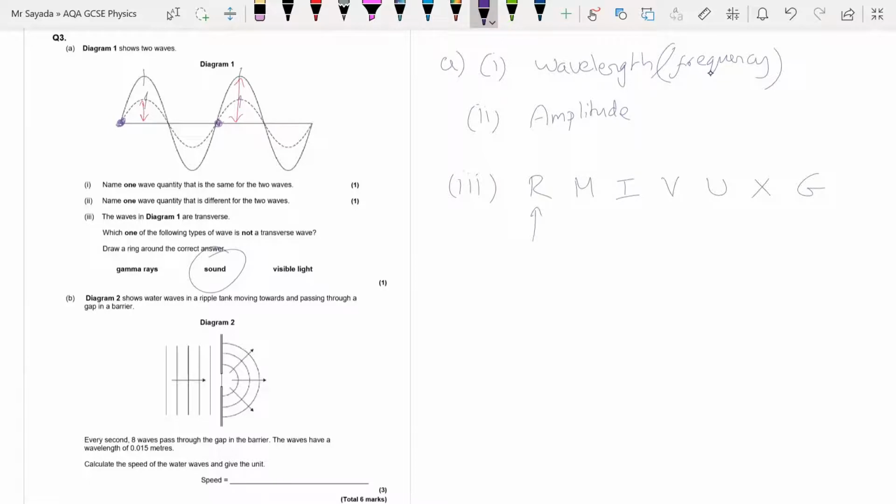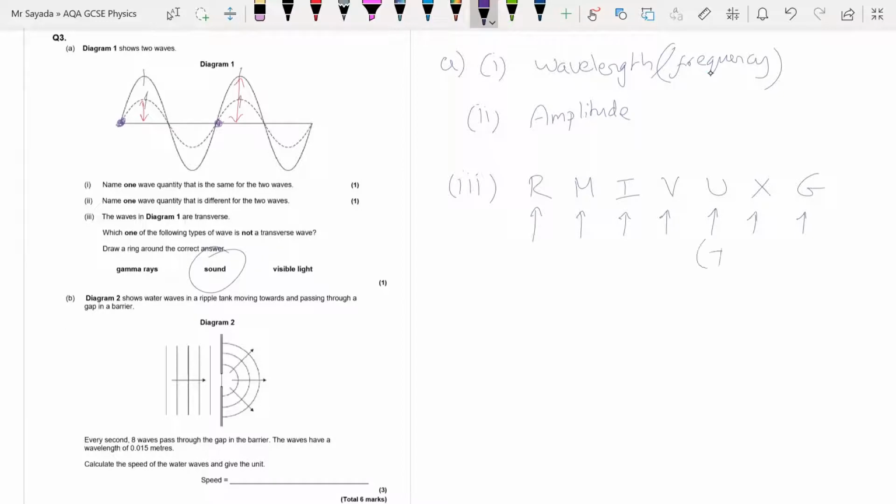What does R stand for? Radio. What does M stand for? Microwave. What does I stand for? Infrared. What does V stand for? Visible. What does U stand for? Ultraviolet. What does X stand for? X-ray. And what does G stand for? Gamma. So those are the electromagnetic waves.